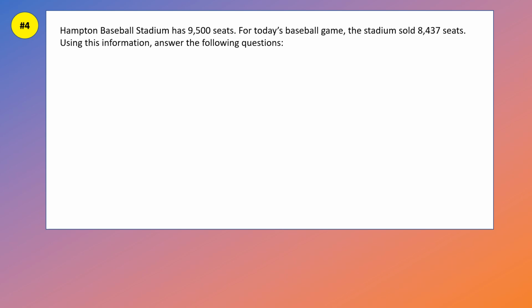Number 4 says Hampton Baseball Stadium has 9,500 seats. For today's baseball game, the stadium sold 8,437 seats. Using this information, answer the following questions. First question asks you, what number represents the supply in the situation? Now remember, the supply is the item being sold, right? So in this situation, the supply are the seats. So how many seats do they have to fill?